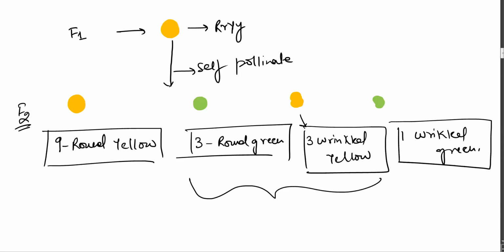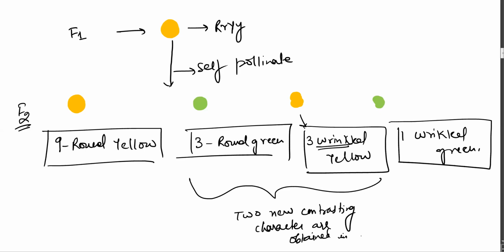We did not take wrinkled yellow, we took only wrinkled green, but we obtain wrinkled yellow also. So these are the two new contrasting characters obtained in the F2 generation, the recombination characters. Okay, so two new contrasting characters are obtained in the F2 generation. You got it? Yes, sir. Okay, now moving to the next part.